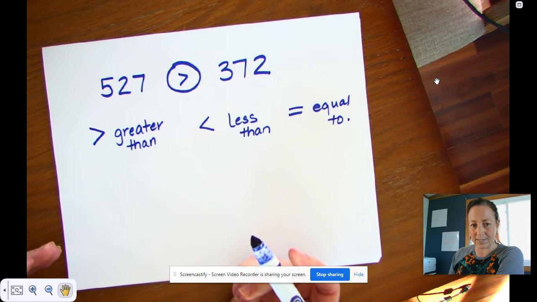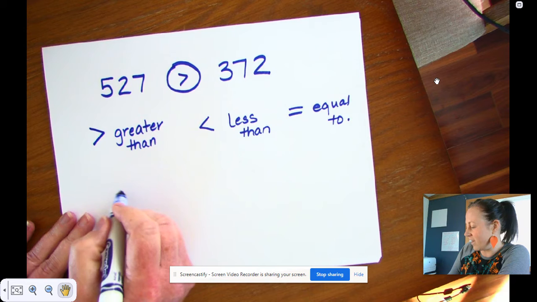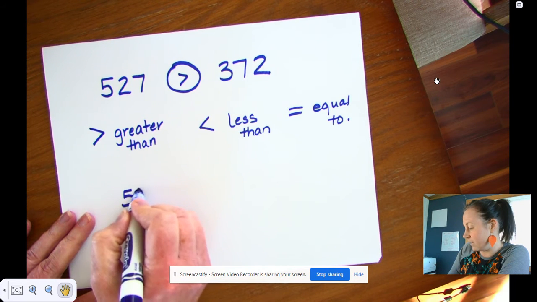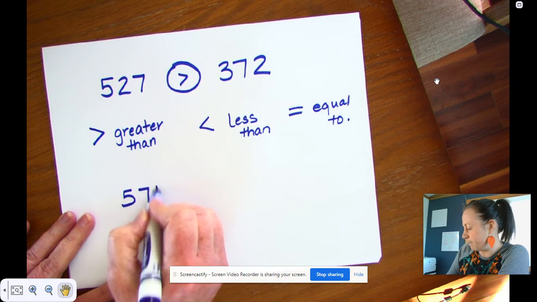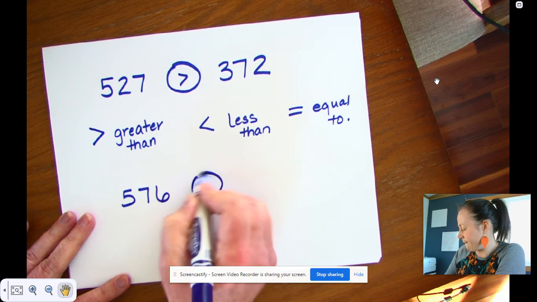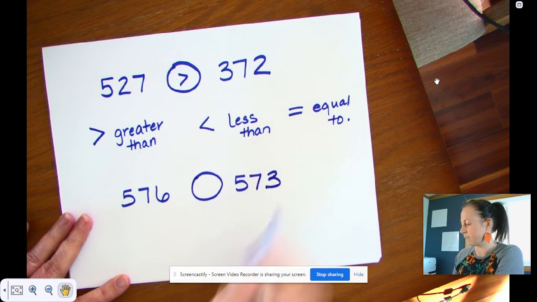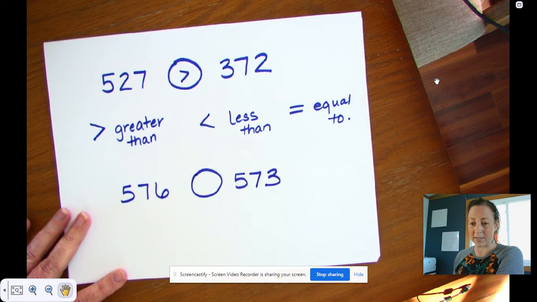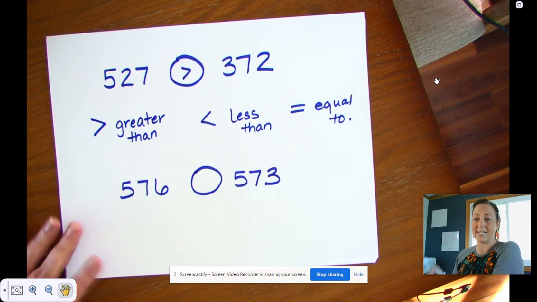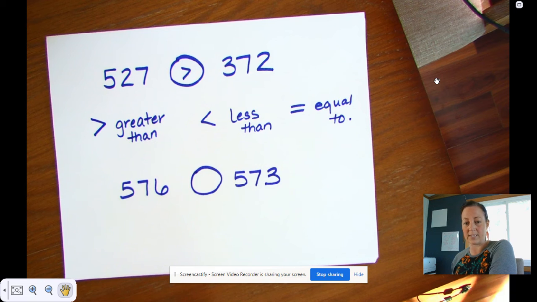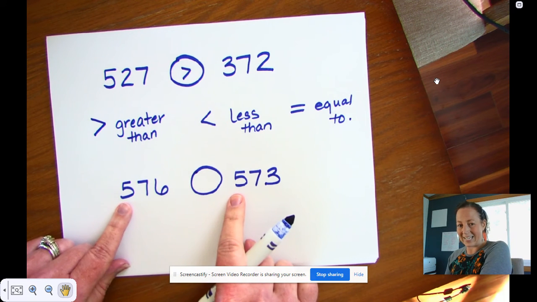Now, the place it can get tricky, just kind of like when we do ABC order, is if you have a number that has a lot of similar digits. Okay, when you look at this one, you have to pay close attention, again, starting in the hundreds and moving your way to the right. When we get here, well, those are both 5s. So that means we need to move to the next number.